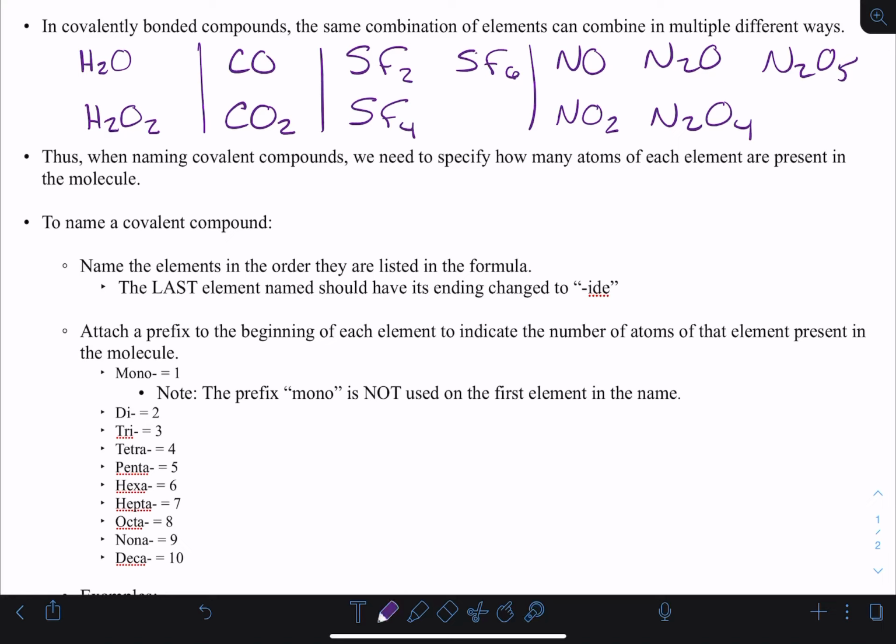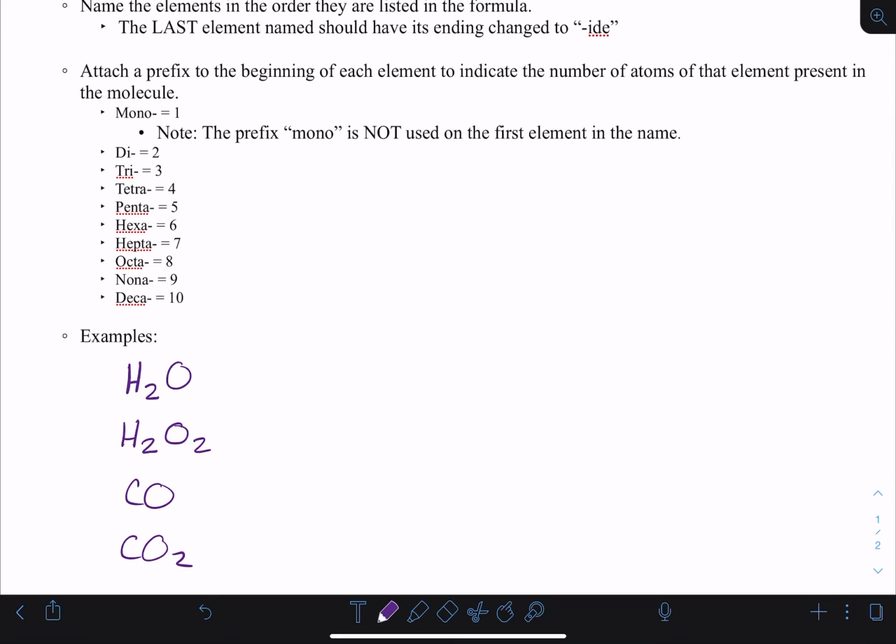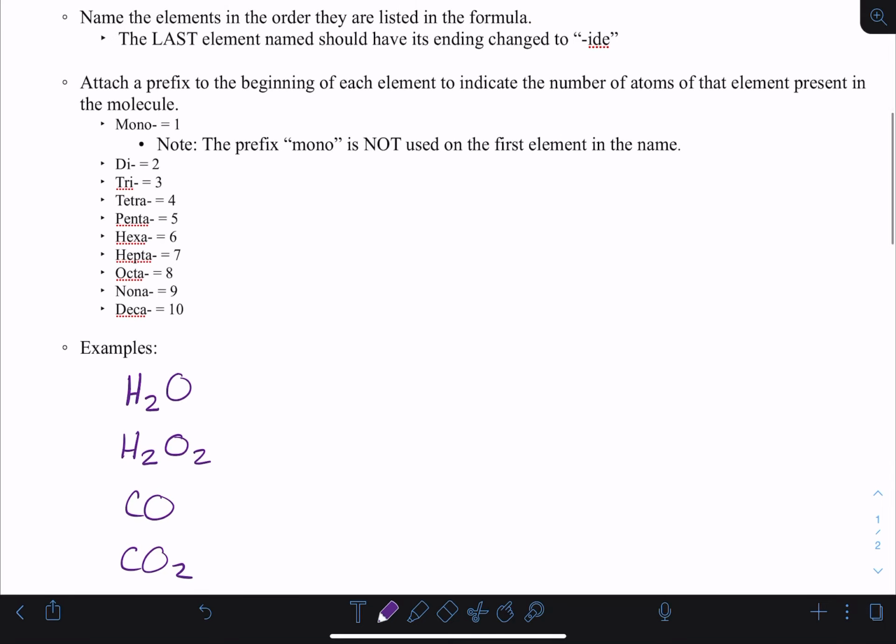So let's try this out with some of the examples that we talked about up here, so we can see how we differentiate between different compounds containing the same elements. So we're going to do a handful of these. Leave our rules up here. So we're going to list the elements in the order they're listed in the formula. So for H2O, we'll have hydrogen followed by oxygen, and we're going to change the ending of oxygen to "ide." So we'll have hydrogen, oxide, but we need to add in these prefixes to indicate how many of each.